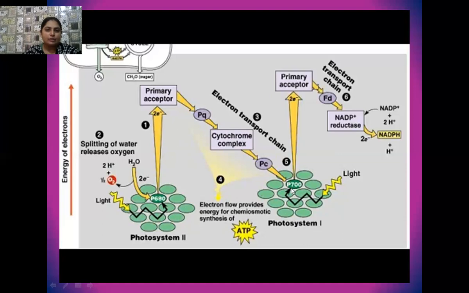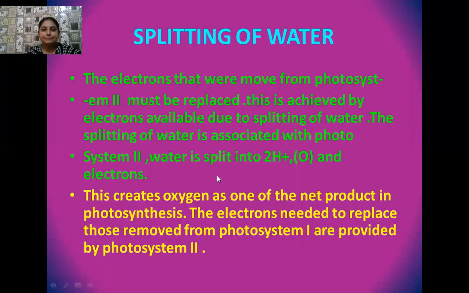And when these electrons again start from P700 and finally reach NADP plus, here NADP plus gets reduced and later changes into NADPH. So another energy rich molecule is formed. This is the second energy rich molecule, which is NADPH. So in the non-cyclic photophosphorylation, one ATP and one NADPH are formed. So this reaction, non-cyclic photophosphorylation, is also known as the Z scheme of photosynthesis.